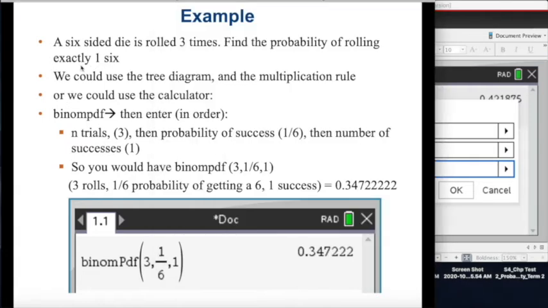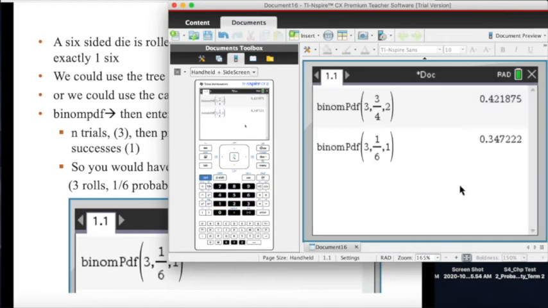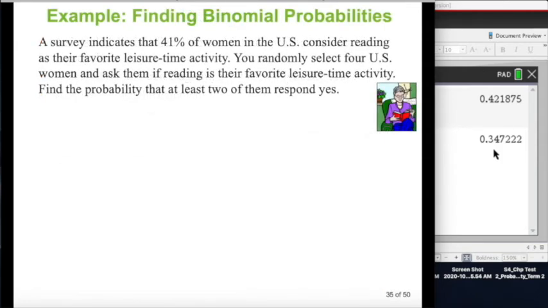And we want exactly one 6. Right. So let's input 1. And then click OK. So there you go. That's the answer. 0.347. Yeah, very easy. Okay, moving on to the next one.